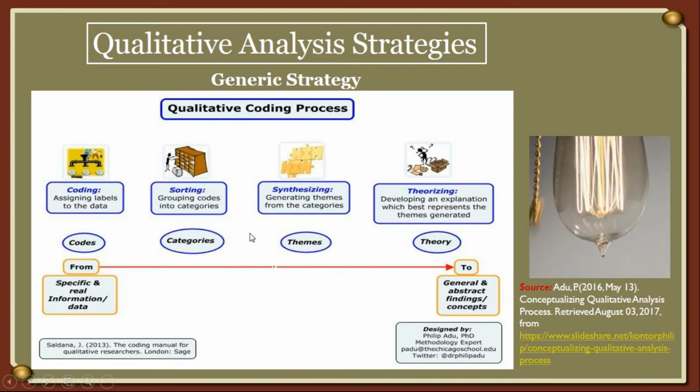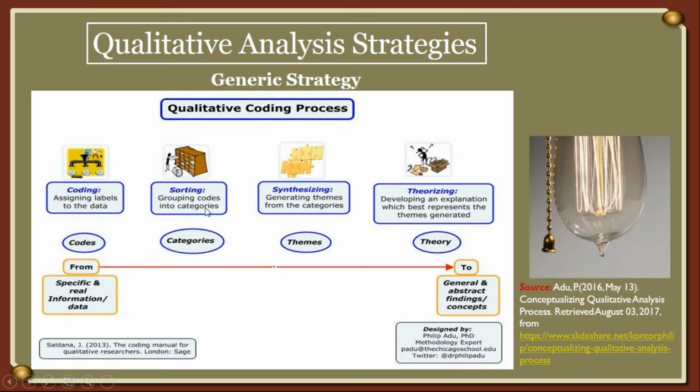So let's move on to the generic one. In terms of the generic one, this means that irrespective of the approach that you are using, you can use this way of analyzing your data. There are four main steps that you have to follow. You have to code. Coding, as you know, is that you have collected specific information from participants, and you want to transform the information into abstract concepts. First you identify relevant information from participant responses to your questions, and then you assign labels to them. That's what we call coding. You assign codes to them.